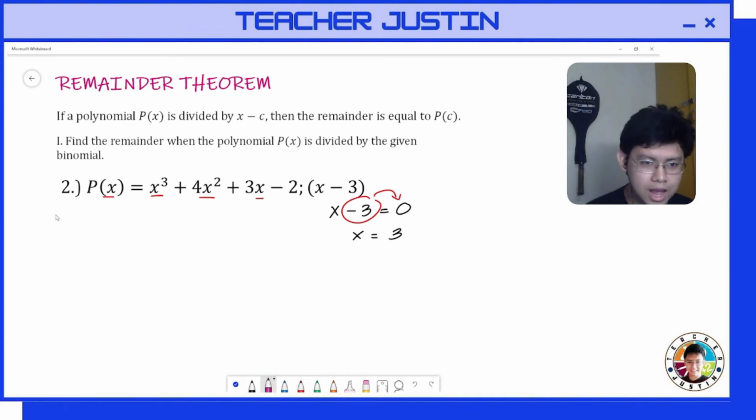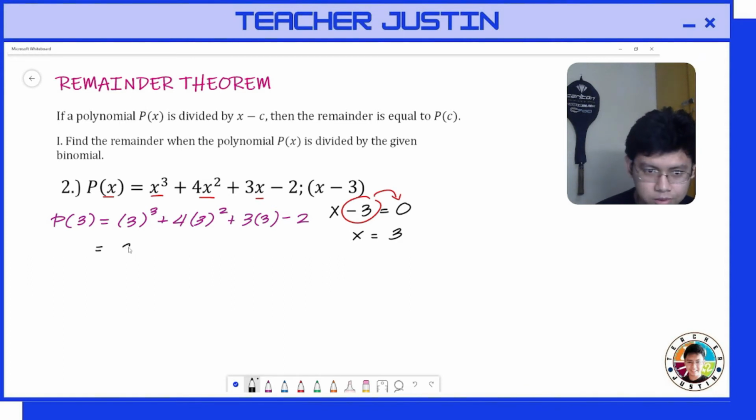So we will have p of 3 is equal to 3 raised to 3 plus 4 times 3 raised to 2 plus 3 times 3 minus 2. Then let's simplify using the order of operation, starting with simplifying our exponents. So 3 raised to 3 is 27. So 27 plus 4. 3 raised to 2 is 9. So 4 times 9 plus 3 times 3 minus 2.